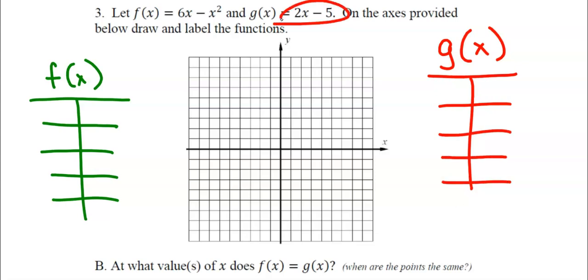Actually, this is a linear function. If I want, I could even take a shortcut. I could put my y-intercept at -5, and then I could follow my slope of +2 over 1. So I could actually skip the table for g of x, if I want. Let me try that again. But I can't graph f of x by hand.